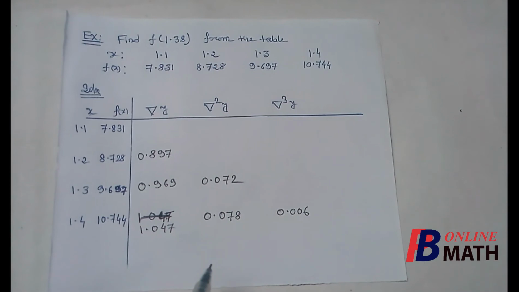So this is the backward difference table, and we know that in Newton's backward interpolation formula we need the backward differences of the last entry. Here the last entry is 10.744, so we need the backward differences of this. The first backward difference is 1.047, the second backward difference is 0.078, and the third order difference is 0.006. So we need all these four values.